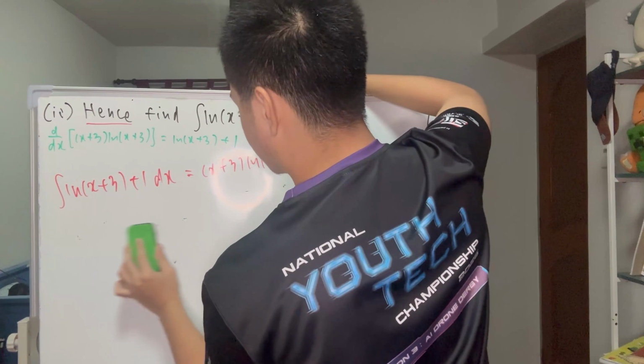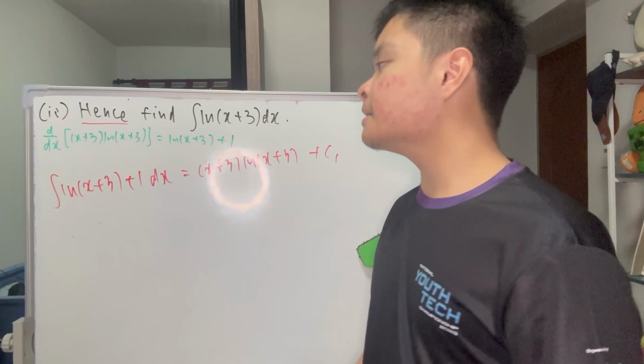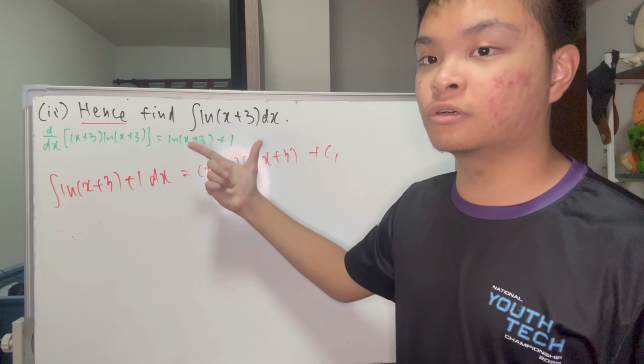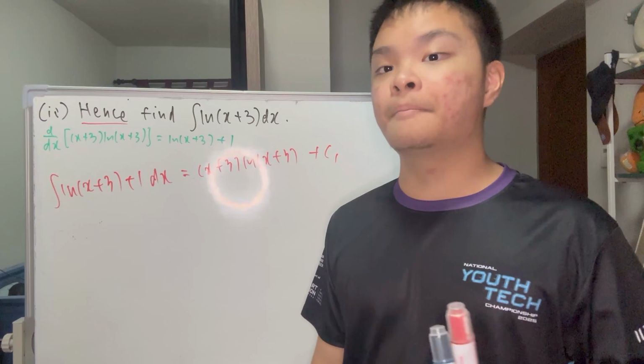So back to our question. I put C1 here, so I'll put a C2 there. So let's analyze this. We want to get only the integral of ln of x plus 3, but in the left hand side we have ln of x plus 3 plus 1.